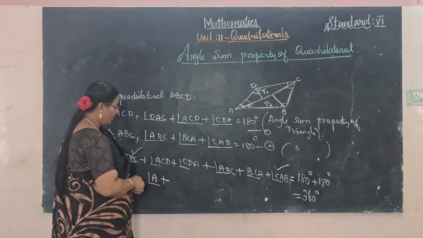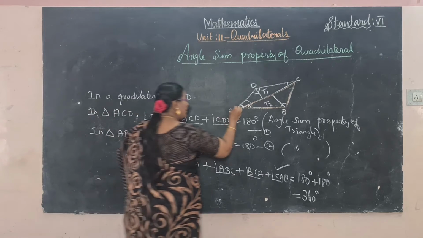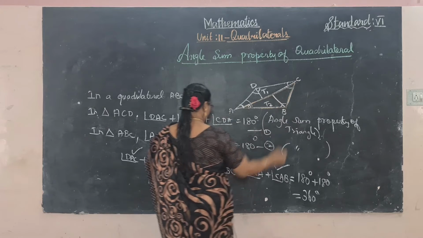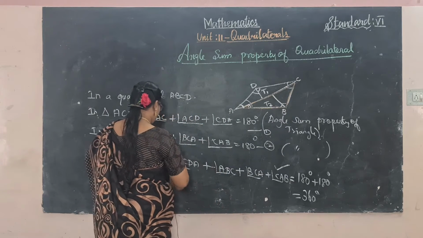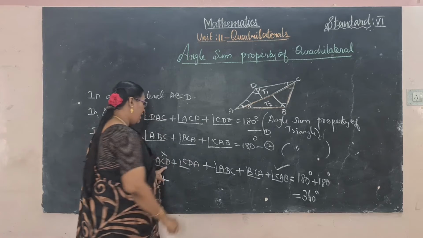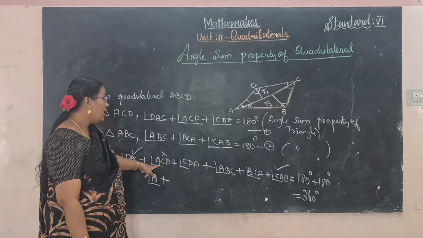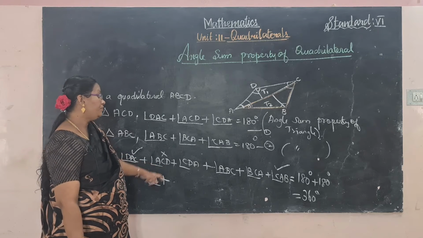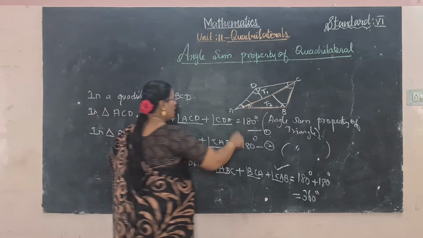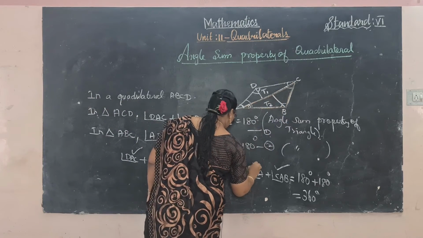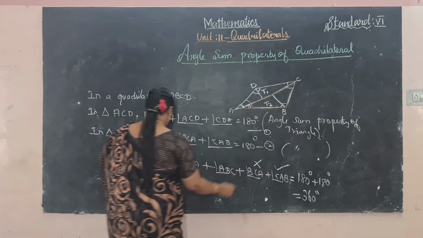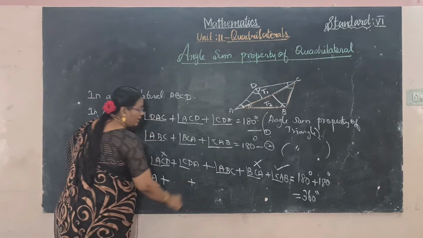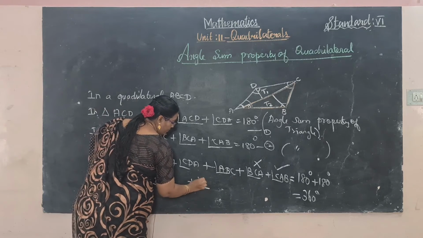Now see ACD and ACB. For identification, I have crossed it. ACD and BCA. These are the angles, and the common angle is C.